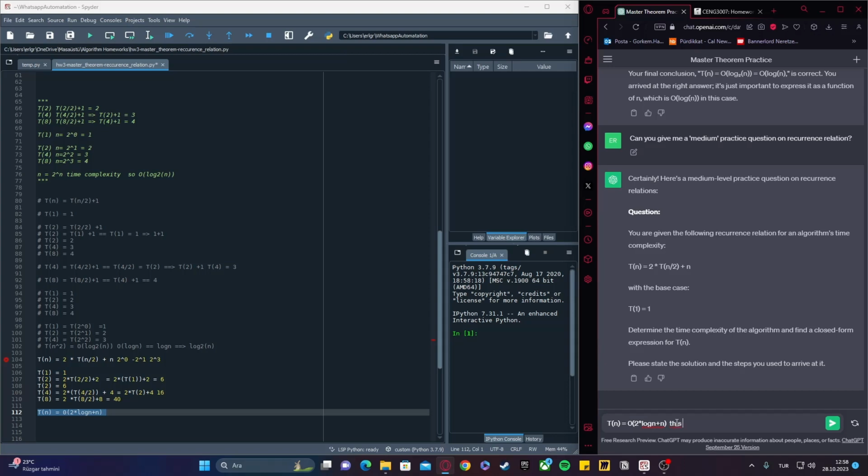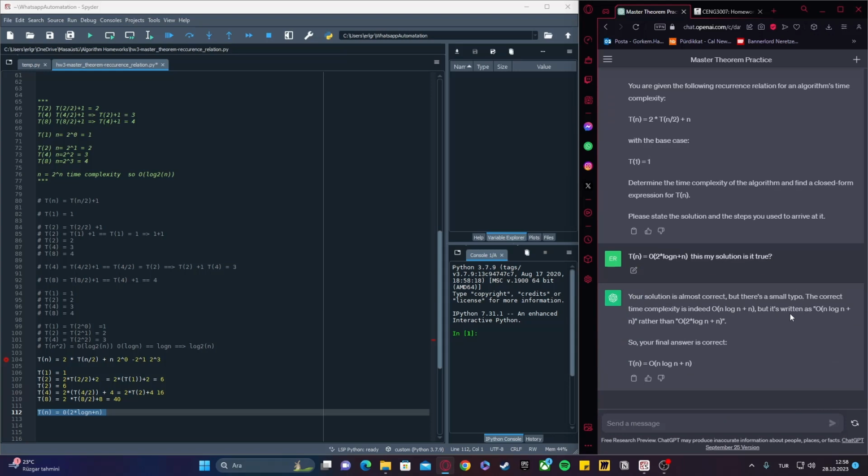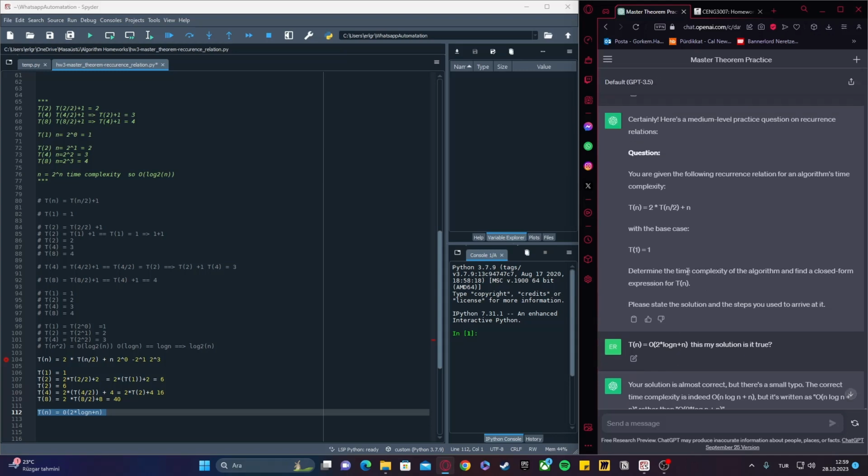This is my solution. Is it true? Almost correct, but there's a small typo. The correct time complexity is O(n) log n plus 2, but it is written as O(n) log n plus n rather than O(n). Your final answer is O(n) log n plus 2. Actually, it's always dividing by 2, so it shouldn't be wrong.